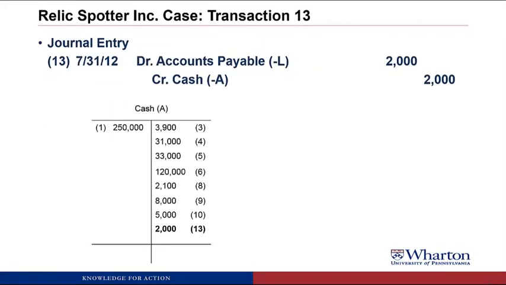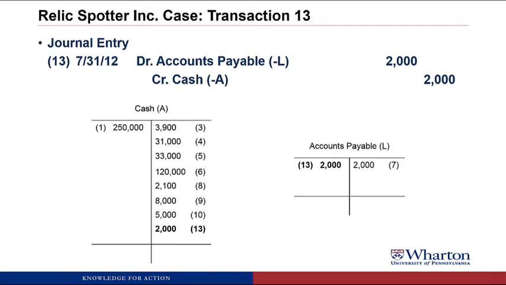We post this to T accounts. There's another credit entry on the right-hand side of the cash T account and a debit to accounts payable. And notice at this point, the balance in accounts payable would be zero, which makes sense because we don't owe our supplier any money anymore. We've fully paid off the liability.